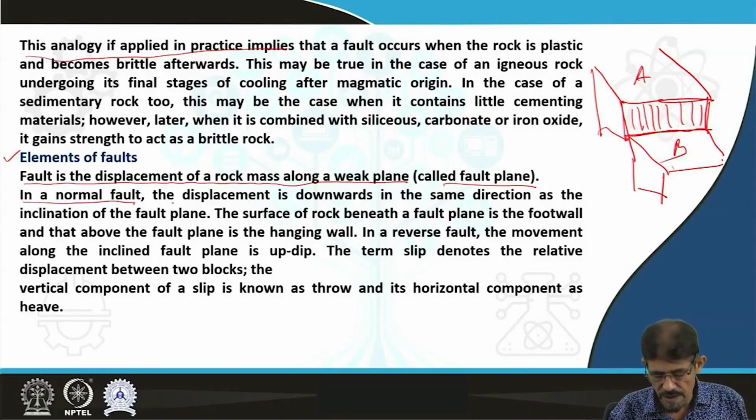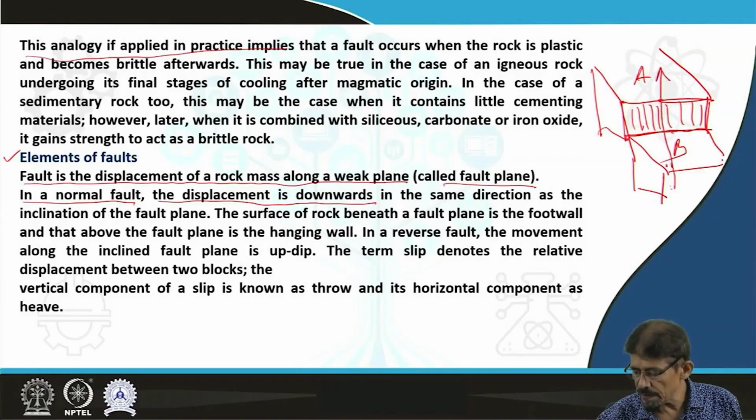In a normal fault, the displacement is downwards, but in the case of a reverse fault, this B block is going to move up. The rock below the fault plane is recognized as the footwall, and the rock above the fault plane is the hanging wall. This part is the footwall, and this is the hanging wall.